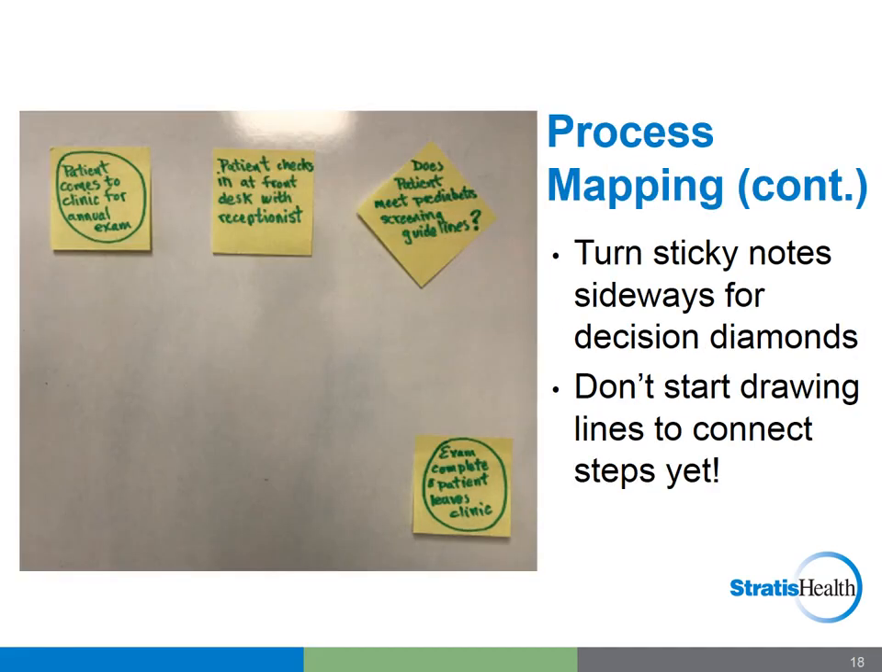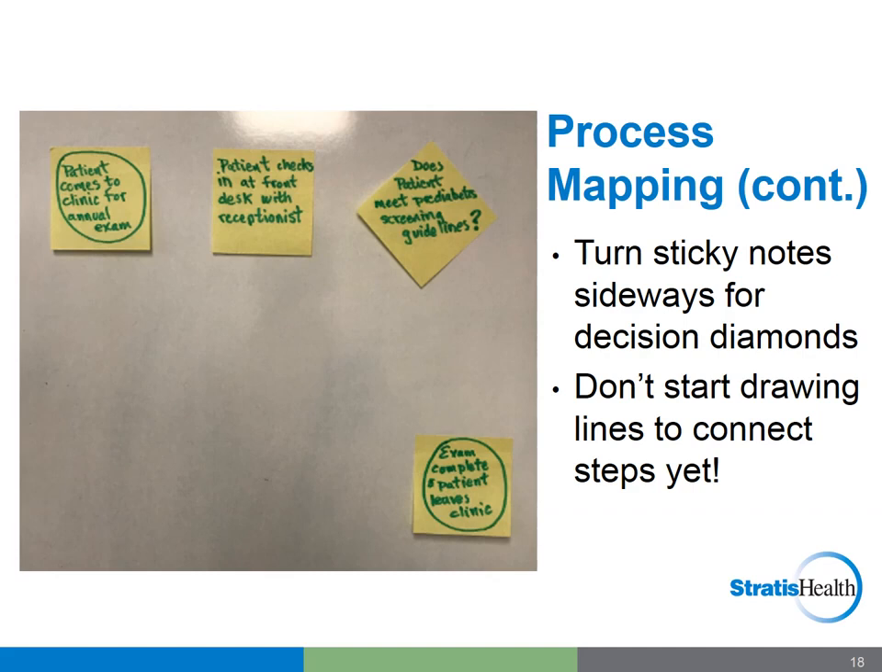The patient then checks in at the front desk where we use a square sticky note and then a decision needs to be made. This next step is indicated by a sticky note rotated to indicate a diamond or decision step as to whether the patient should be handed a prediabetes risk test if they meet the guidelines. We are placing the steps in the process where we think they occur and not drawing any connecting lines yet.